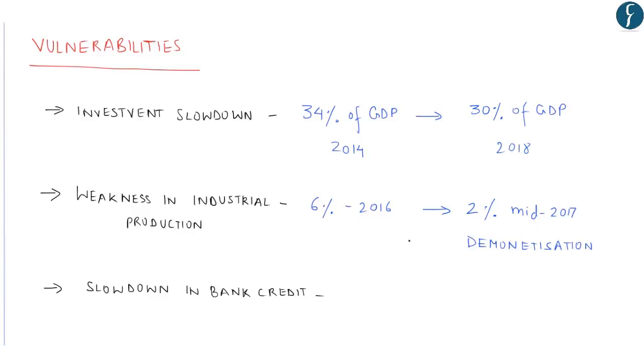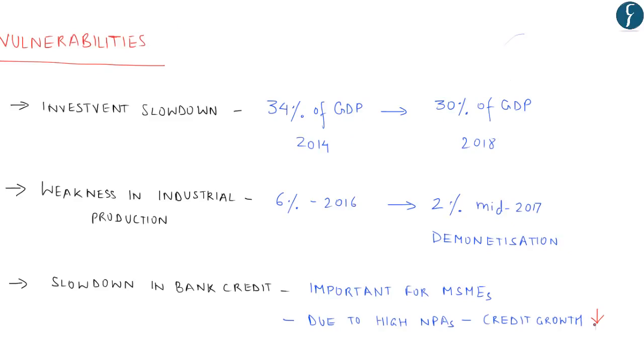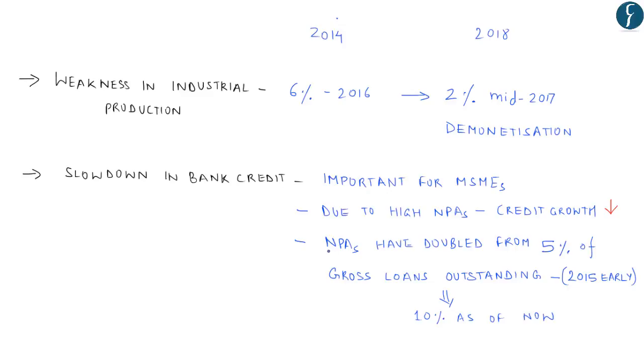Bank financing is important for growth in India. This is particularly true of small and medium sized enterprises and also parts of the agricultural sector where the bulk of the labor force is employed. However, due to high NPAs, credit growth has slowed down. NPAs have doubled from about 5% of gross loans outstanding in 2015 to nearly 10%. In this regard, due to high NPAs, even the Reserve Bank of India has forced banks to classify loans stringently.